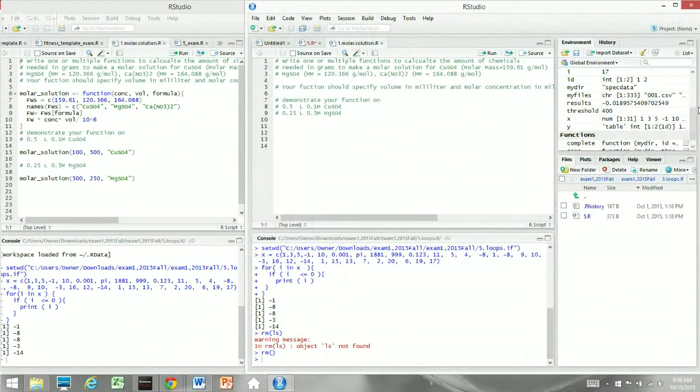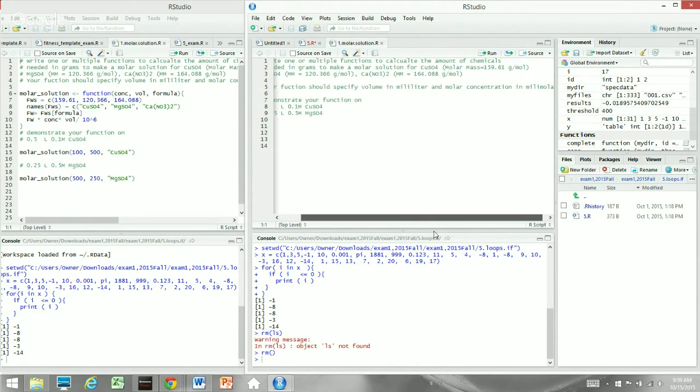It says to write one or more functions to calculate the amount of chemicals needed in grams to make a molar solution for copper sulfate, I believe, magnesium sulfate, and calcium nitrate, I believe. I'm a little rusty in my chemistry. And your function should specify volume in milliliters and molar concentration in millimolar.